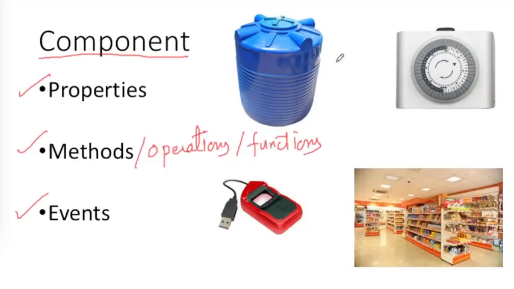So here I have a few examples. Suppose from civil engineering, there's a tank, an overhead tank, right? Its properties are the type of material used for making this tank, the color of the tank, and the capacity of the tank. These are all its properties. Then what are its methods? You can fill it, or it can dispense water, right? So filling water or dispensing water.